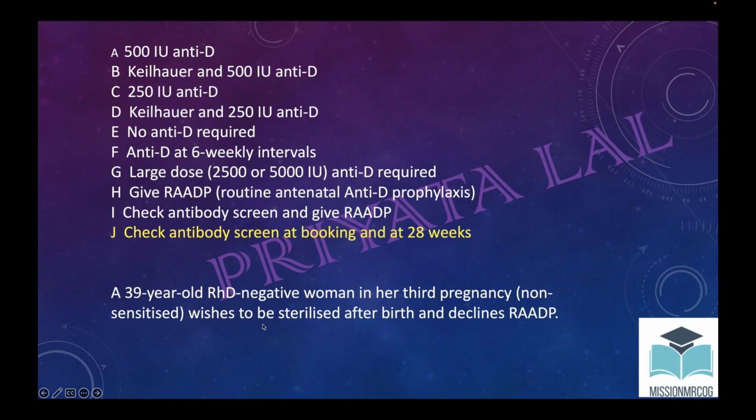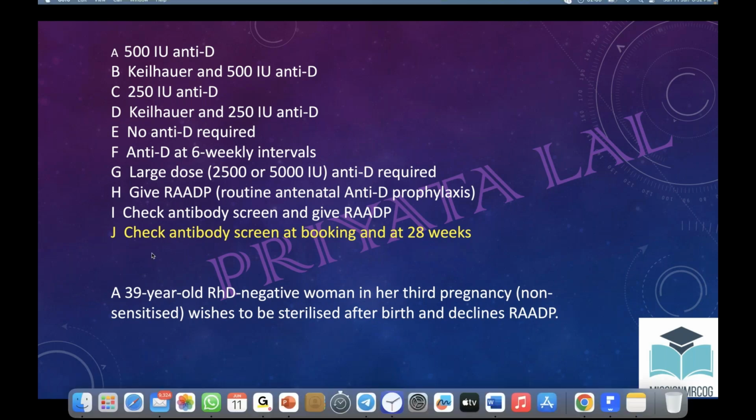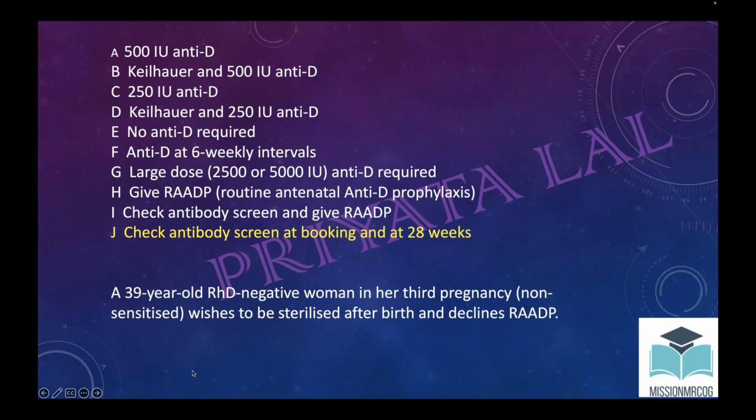So ideally, the answer should be respect her wishes. In my opinion, it should be respect her wishes, patient autonomy, but that option is not there. Respect her autonomy, like no anti-D required, we cannot say is the right answer because ideally anti-D is to be given, but the patient is refusing. So the answer should be respect her wishes, but that option is not there, and they have not given a week. Because of that, the book writes this answer. But ideally, respecting the patient's wish should be the answer.